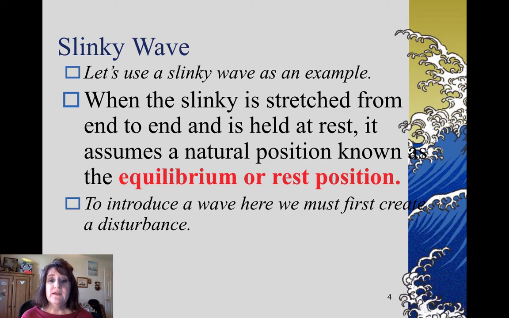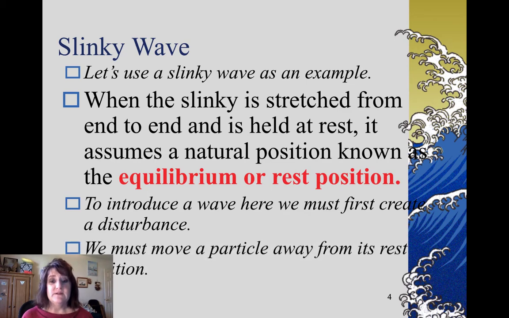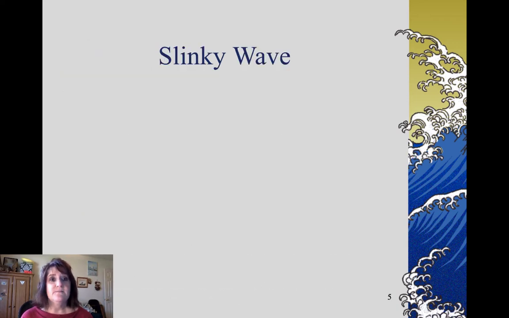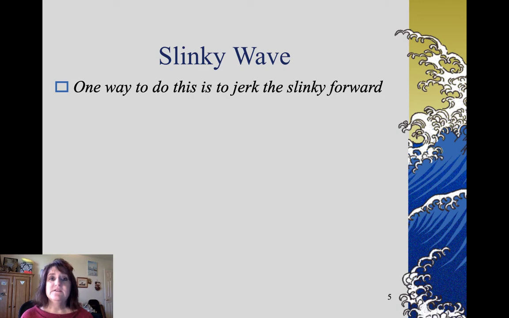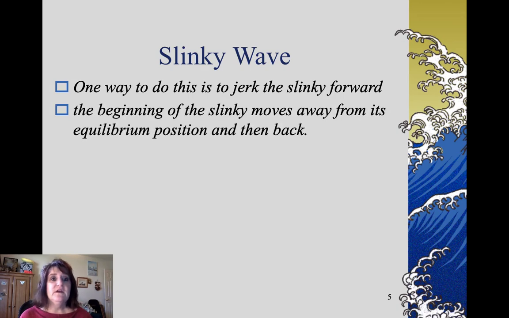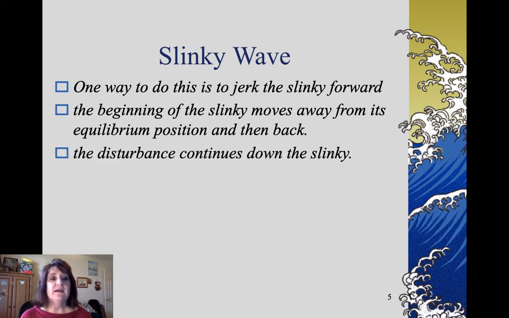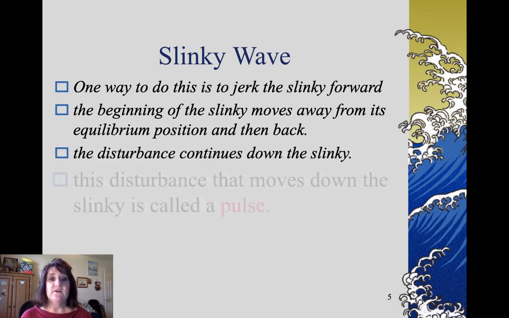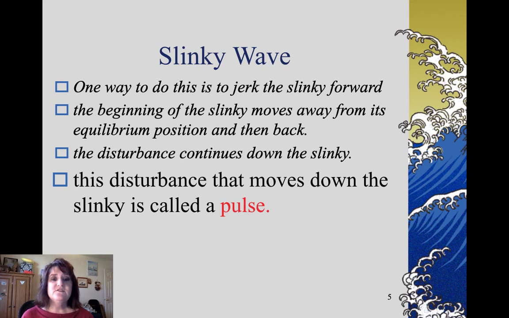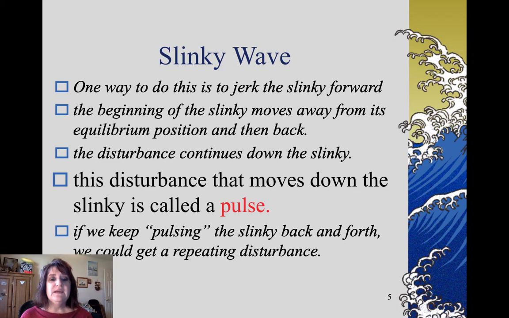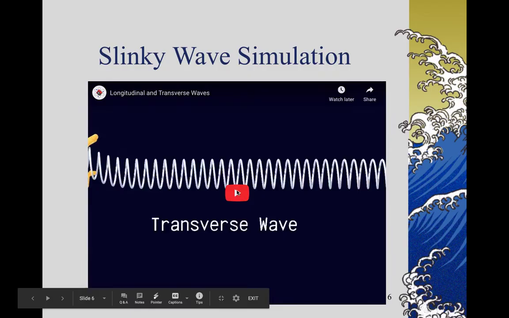To introduce a wave, we have to create a disturbance. We have to move the particles away from their rest position, and there are two ways to do this. One way to do this is to jerk the slinky forward. The beginning of the slinky moves away from its equilibrium position and then back, and the disturbance continues down the slinky. This disturbance that moves down the slinky is called a pulse. If we keep pulsing the slinky back and forth, we could get a repeating pattern.